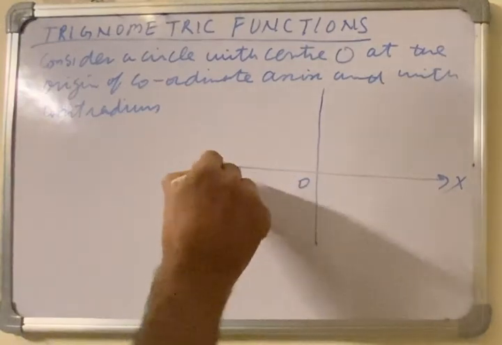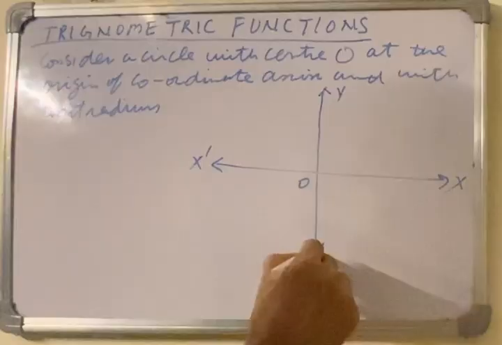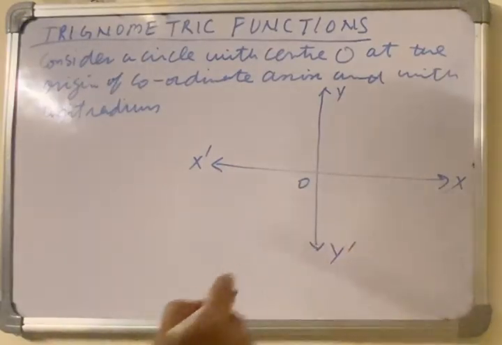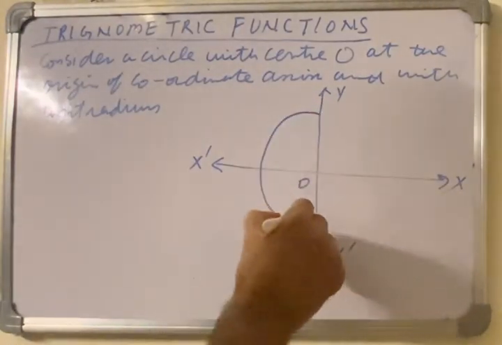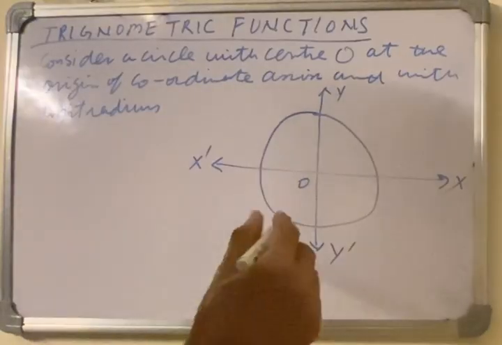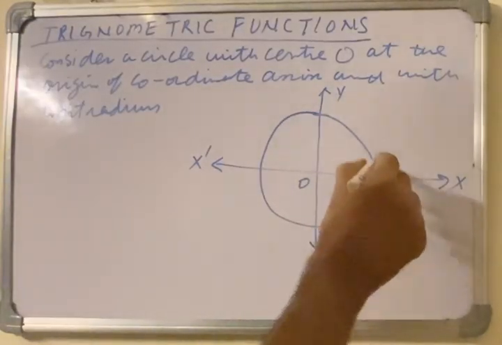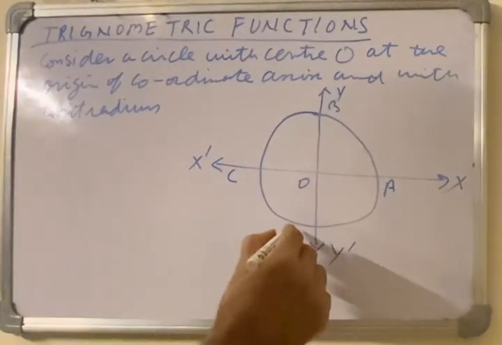These are coordinate axes, mutually perpendicular, intersecting at O, which is the origin. Now let us draw a circle with O as origin, and this is point A, this is B, this is C, this is D.